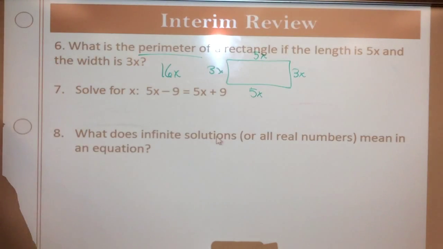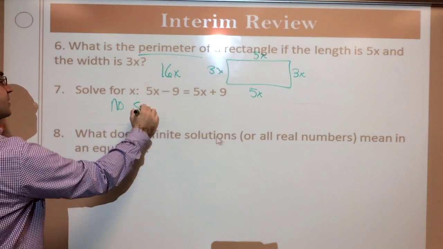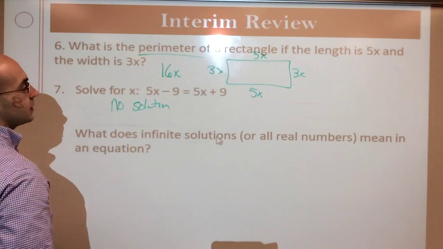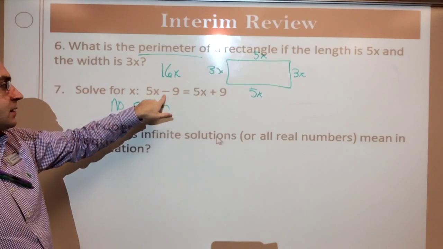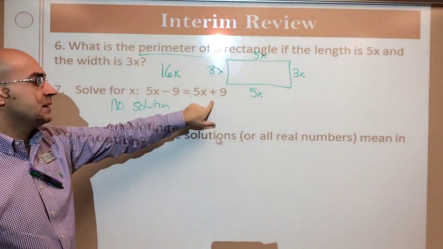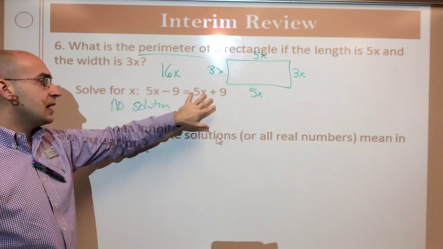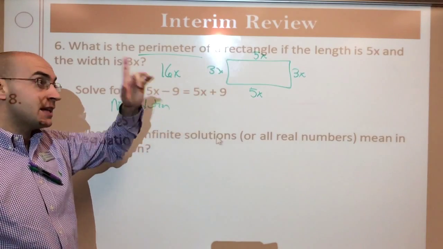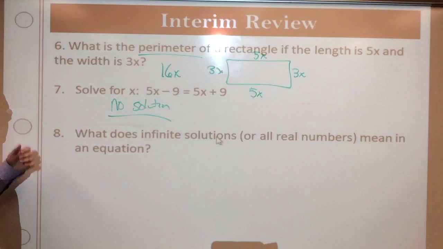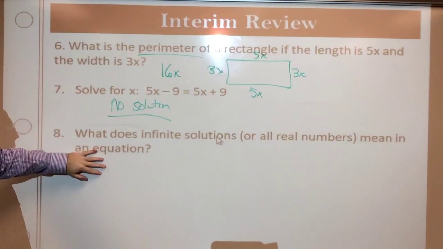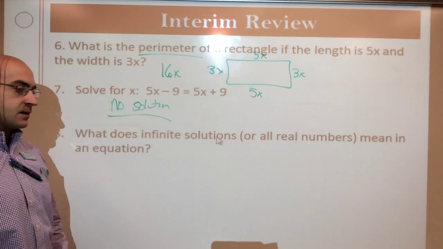Number 7, this is the patented no solution, because on this side of the equal sign, 9 is being subtracted from 5x. On this side, it's being added to 5x. I will never be able to find a value for x that works on both sides, so the answer is no solution.